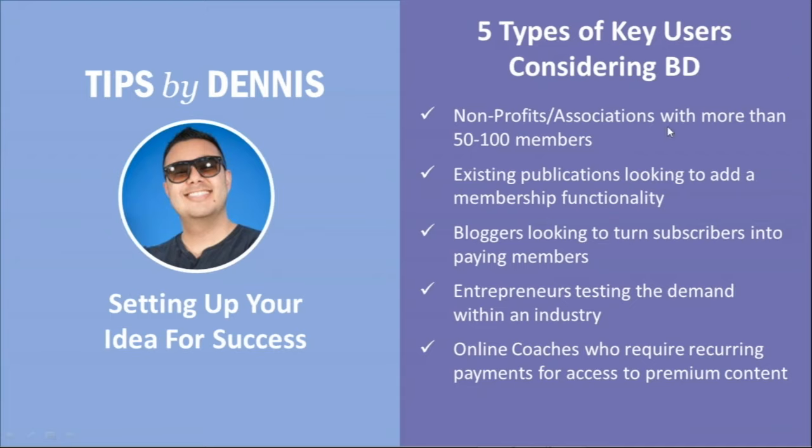So yeah, I wanted to share 5 types of key users considering Brilliant Directories. There's all different phases you can be in, and we talk to people in all of them. First one I wanted to start with was nonprofits, associations with more than 50 to 100 members. We do see a lot of people approaching us with sites that may already be existing, or with businesses or associations or nonprofits that already exist that have 50 to 100 members, and they want to scale up or grow their business or the association to hold either hundreds or thousands or tens of thousands of members, and they want a product to help automate things. That's a very popular type of user coming to visit Brilliant Directories.